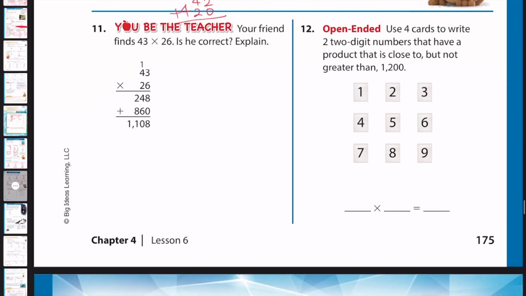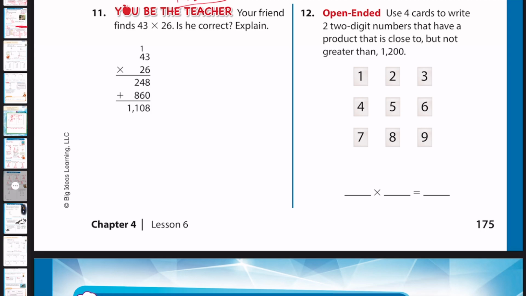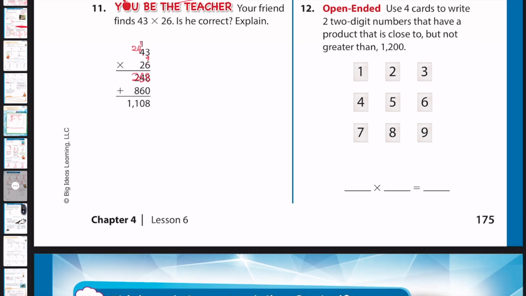Number 11, your friend finds 43 times 26. Is it correct? Explain. All right, so 6 times 3, let's check. Is 18 correct? Carry 1 up. 6 times 4 is what? 24 plus 1 is what? 25. Oh, I think this is the mistake. He forgot or she forgot to add the carry on, right? The regrouping.